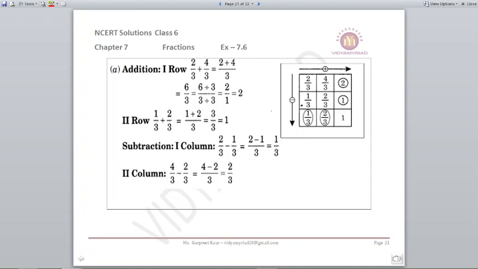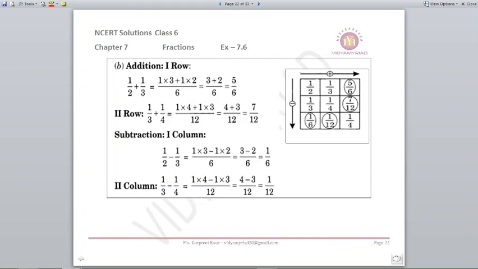Next we need to subtract. First take the first column, 2 upon 3 minus 1 upon 3. Denominator is same 3, 2 minus 1 is 1, fraction is 1 upon 3. For the second part, 4 upon 3 minus 2 upon 3 we need to do. Denominator is same, 4 minus 2 is 2 upon 3. Now you will be left with the last one. Here you can easily do 2 minus 1 is 1. You can fill that box also.